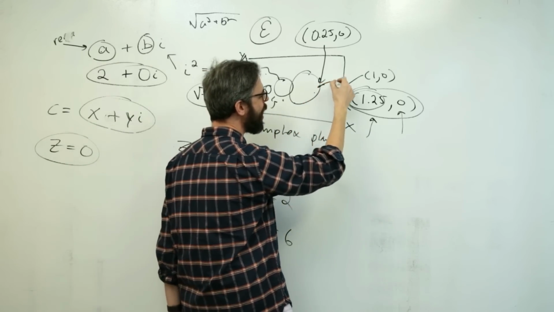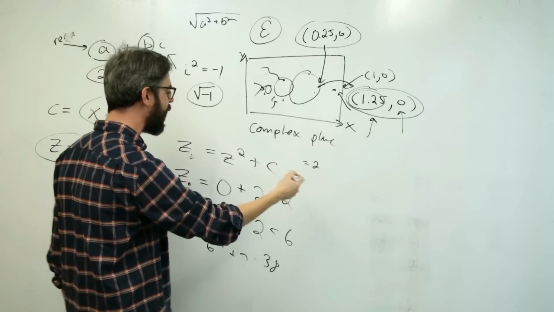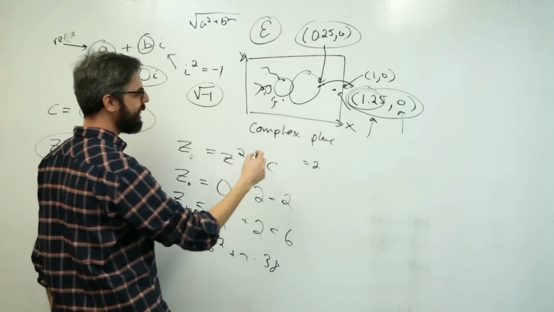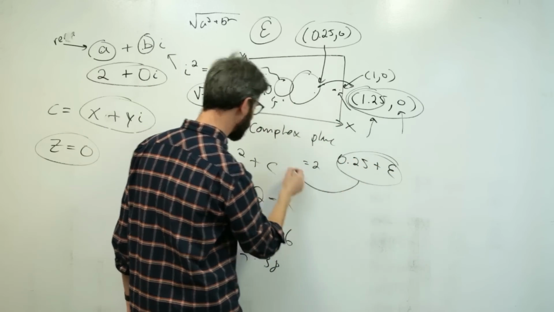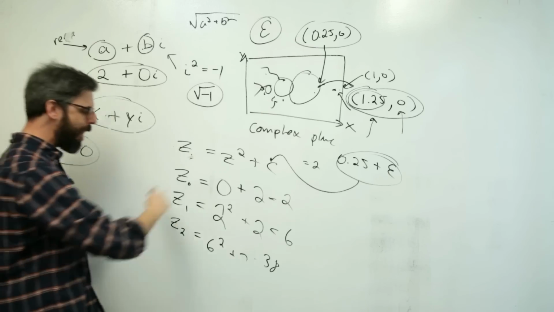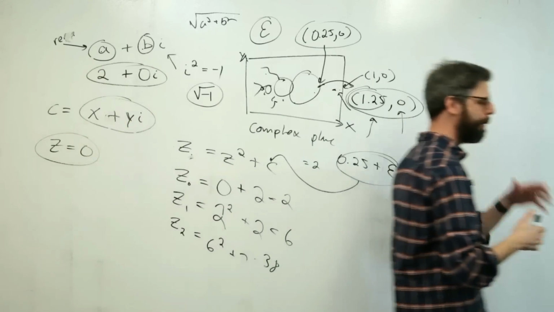So what happens when I'm a full 1.0 units away from that cusp? Right? And I say the cusp 0.25 plus epsilon. If this is my c, what happens with these iterations? How many times does it take me to escape past 2?